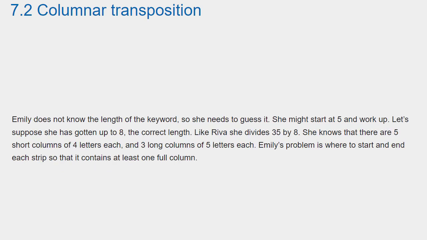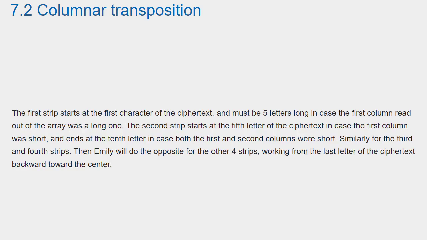Emily does not know the length of the keyword, so she needs to guess it. She might start at 5 and work up. Let's suppose she has gotten up to 8, the correct length. Like Reaver, she divides 35 by 8. She knows that there are 5 short columns of 4 letters each, and 3 long columns of 5 letters each. Emily's problem is where to start and end each strip, so that it contains at least 1 full column.